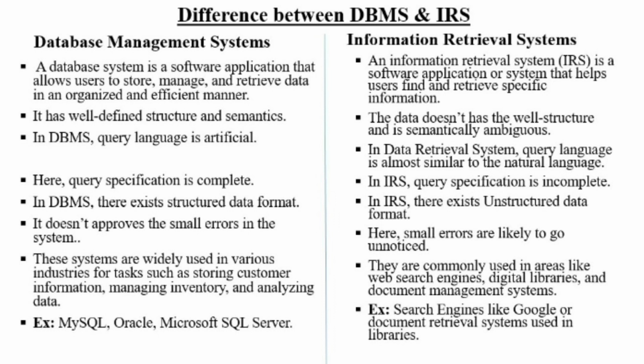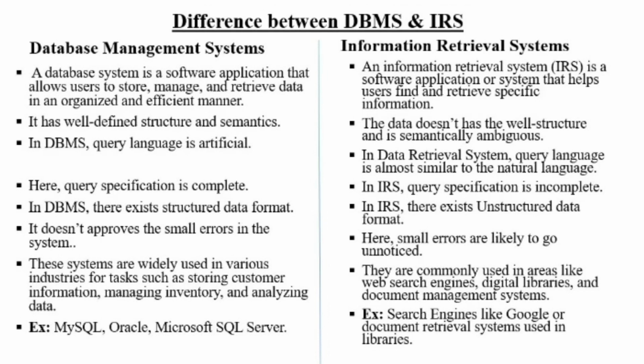Whereas the examples in information retrieval systems are search engines like Google or document retrieval systems used in libraries. So these are the key differences between the database management system and information retrieval system.